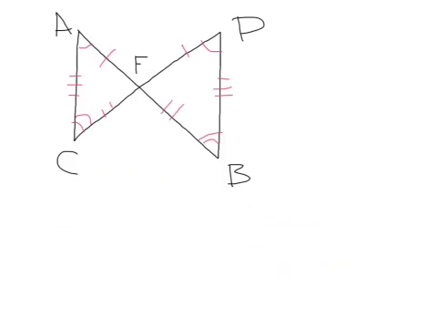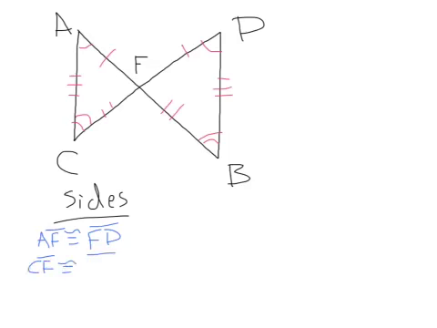Let's do one more example. Same thing, list the corresponding sides and angles and identify the congruent triangles. Let's start with our sides. Here's one hash mark on AF, and there's one hash mark on the second triangle on FD. So AF is congruent to FD. We also have CF with 2 hash marks and BF with 2 hash marks. So CF is congruent to BF. And our last side is the one with 3 hash marks, AC and DB. So AC is congruent to DB.